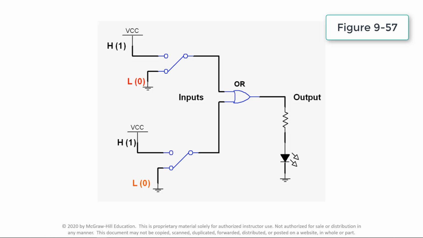This video demonstrates the operation of a two-input logic OR gate. An OR gate produces a 1 output if any of its inputs are 1s. The output is 0 if all the inputs are 0s. The hardwired equivalent to this circuit would be two control devices connected in parallel.